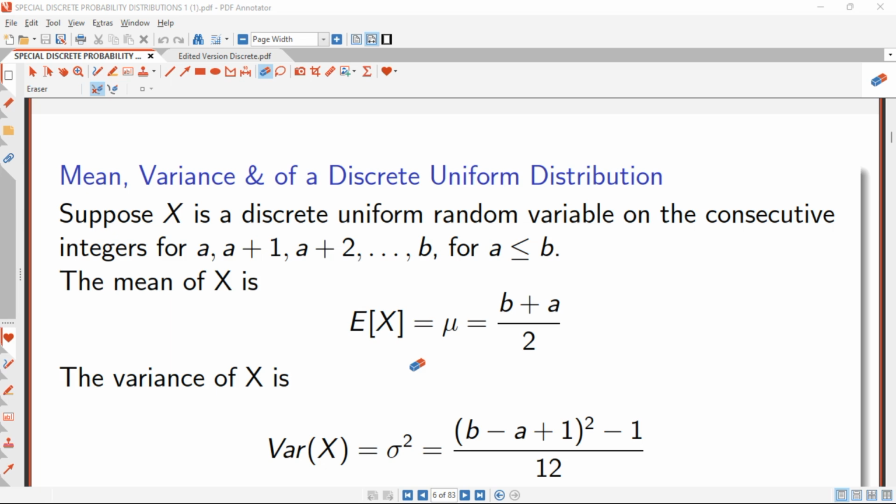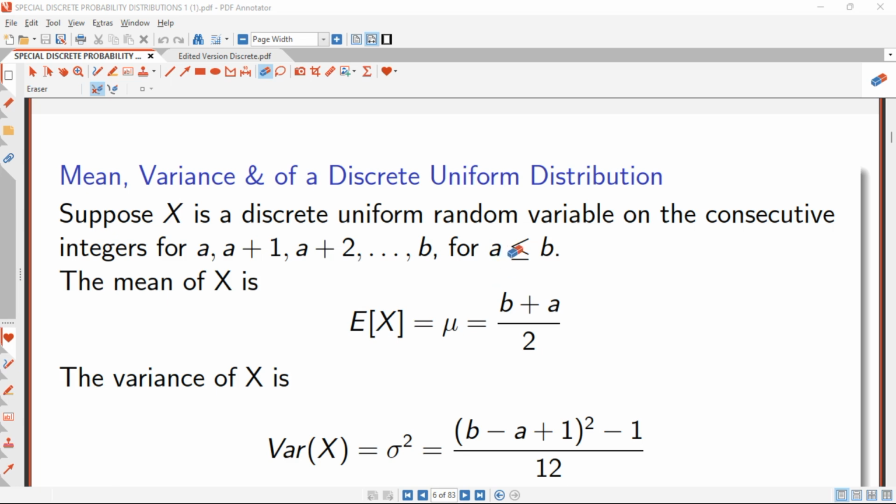And sometimes we will be asked to calculate the mean and variance of the discrete uniform distribution. If that is given to us, how are we going to tackle that? Suppose x is a discrete uniform random variable on the consecutive integers a, a plus 1, a plus 2, to b, where a is less than or equal to b. So how can we calculate the expectation for our random variable x? Our expectation would be (b plus a) divided by 2.